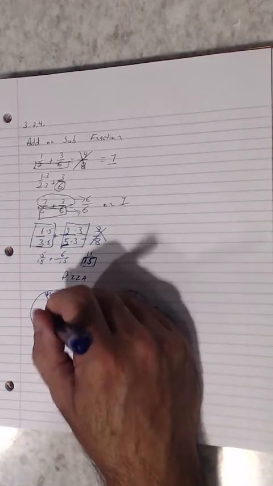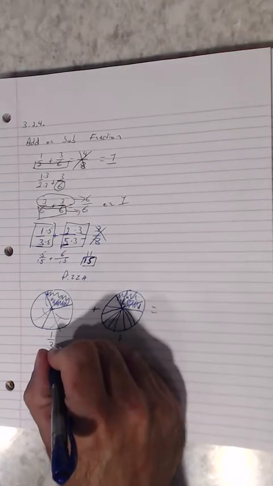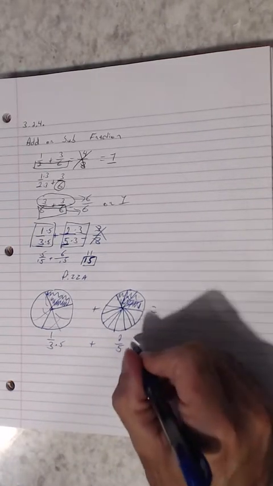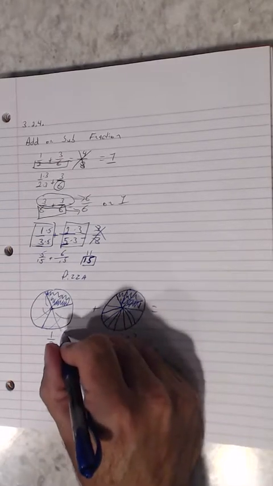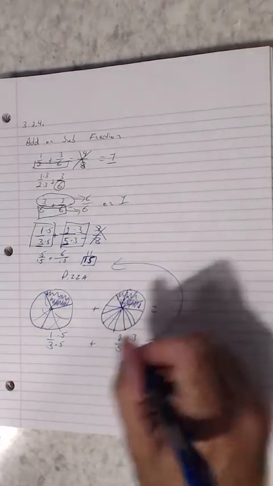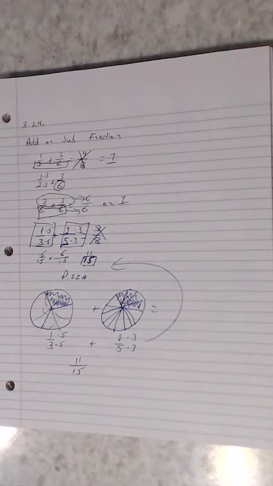And you're going to do the same thing here and make 15 slices, okay? But the bottom line is, you multiply this times 5, this times 3. If you do it to the bottom, you have to do it to the top. Now we've already added it up here. We know they ate 11 out of 15 slices of a whole pizza. Okay? That's the easiest way I can kind of explain it.